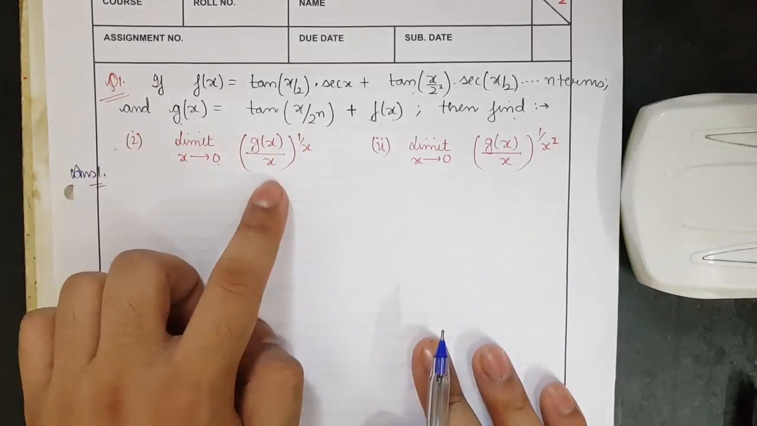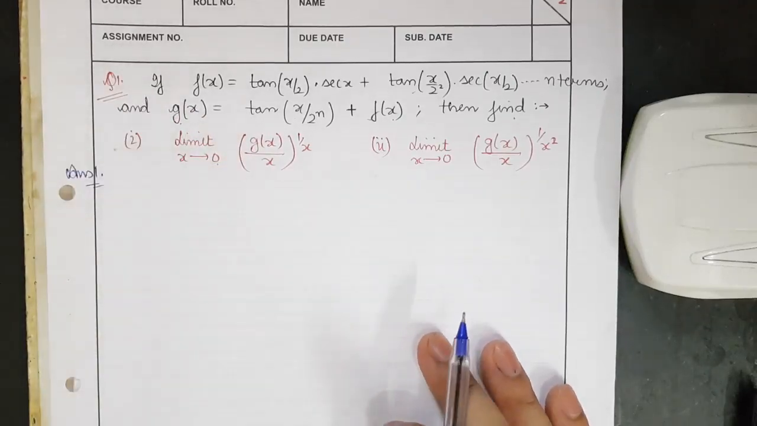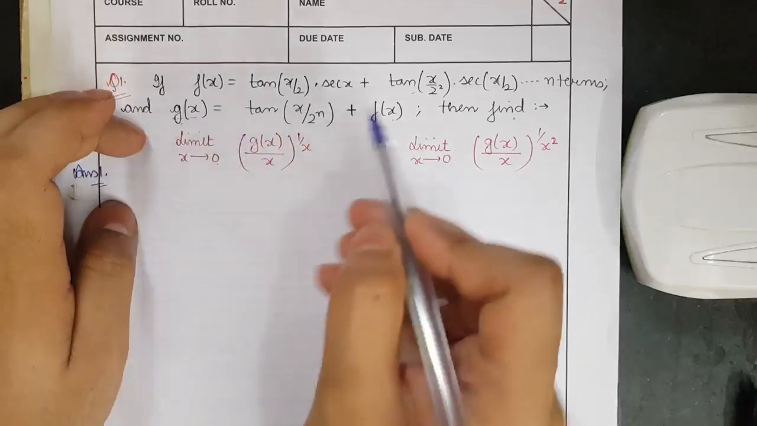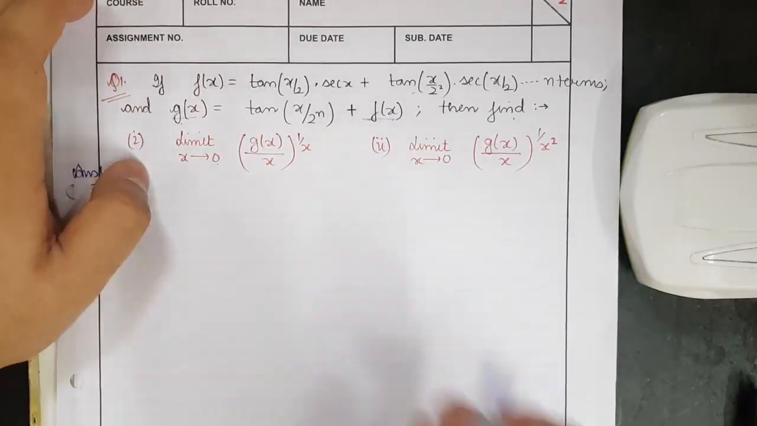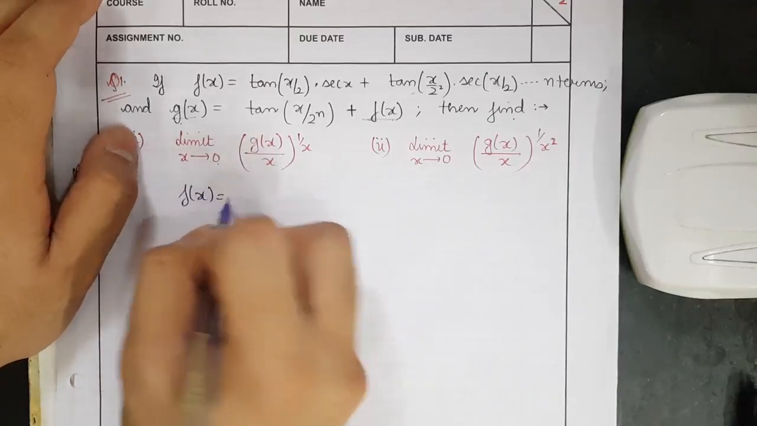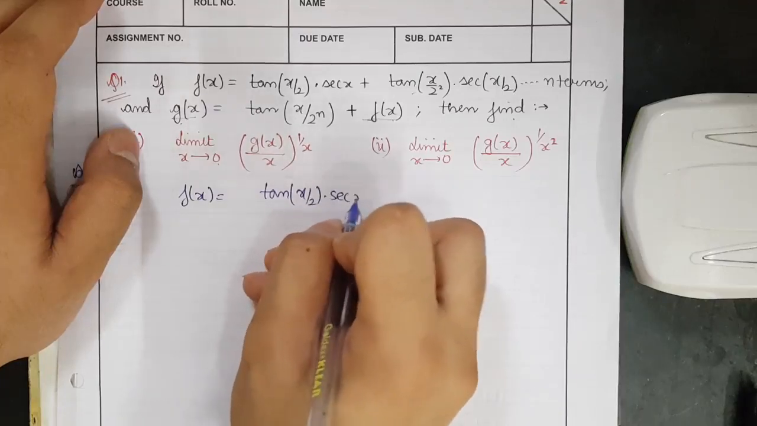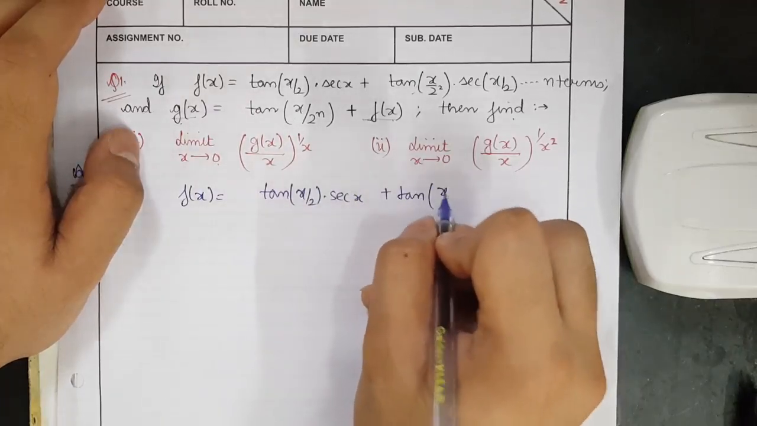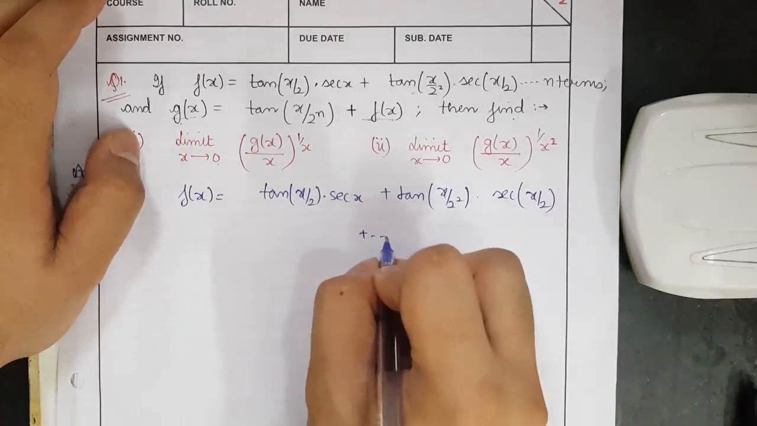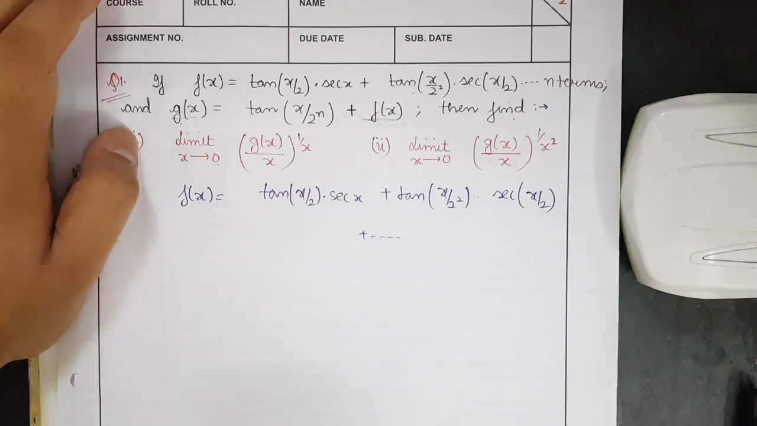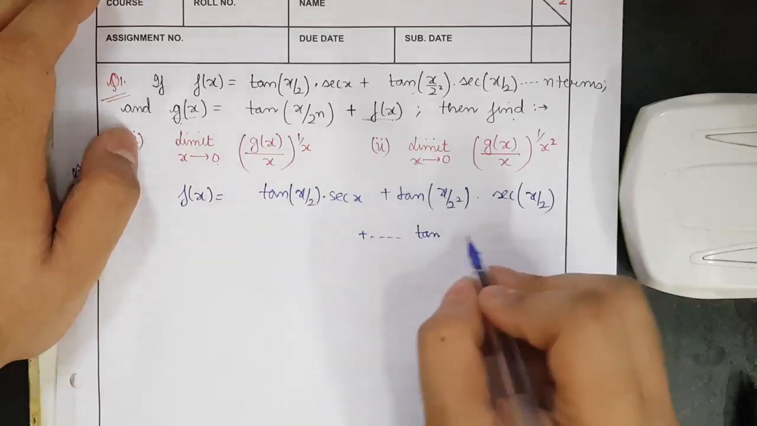For solving this, we need to know the value of g of x. For knowing the value of g of x, we should know the value of f of x. So let us begin by finding the value of f of x. f of x is given to me as these terms: tan x by 2 into sec x plus tan x by 2 square into sec x by 2. Similarly, if we move on to the last term, we can see that the last term will be written as what? This is also one more important thing. Sequence and series is also involved here.